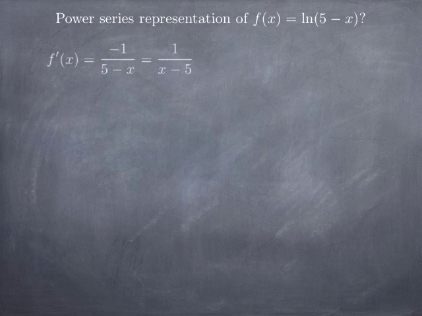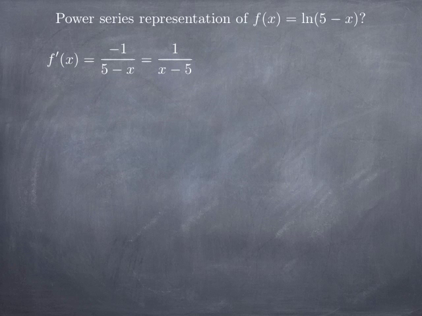There's not a lot we can do directly on natural log of 5 minus x. However, if we look at its derivative, when I differentiate natural log of 5 minus x, I get 1 over 5 minus x multiplied by the derivative of 5 minus x, which is negative 1. That's 1 over x minus 5. And you might remember that this is one of the examples we treated when we first discussed power series representation of functions. This is 1 over a linear factor, and we know what to do with that.